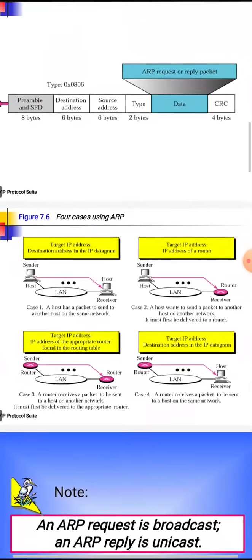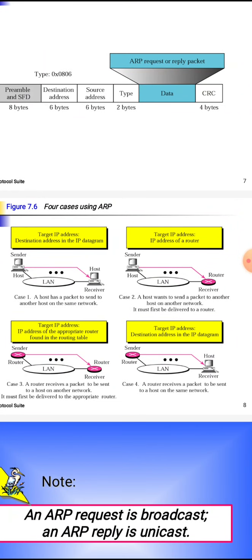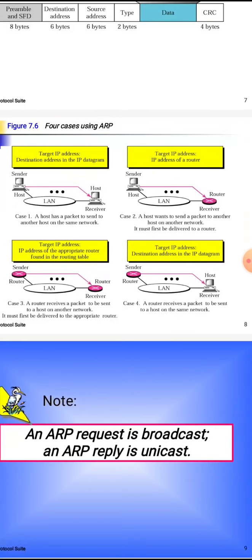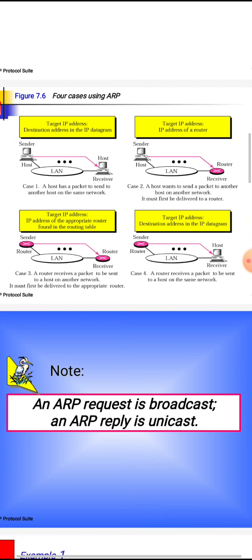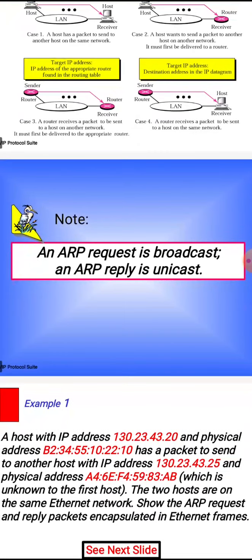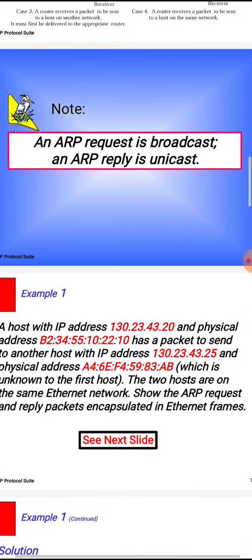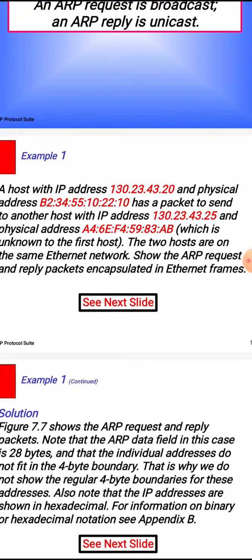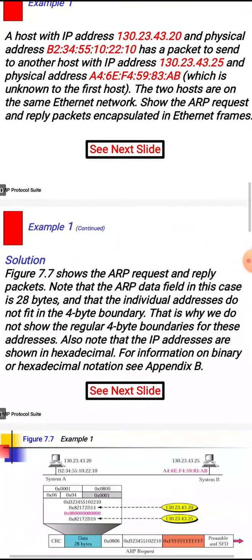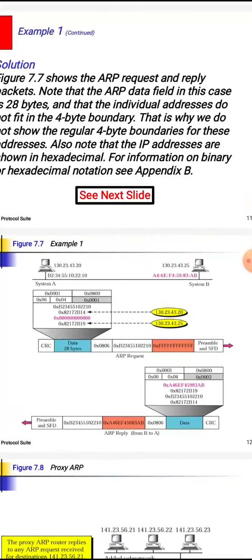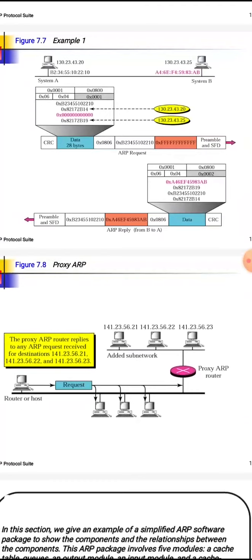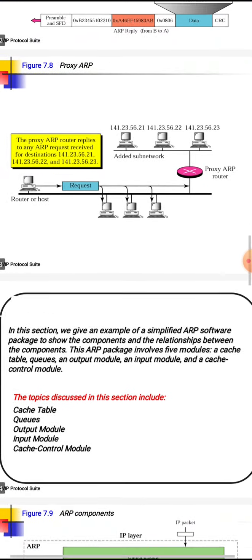So here are the 4 cases: host to host, then host to router, then router to router, and then router to host. So in this way, things are supposed to be there. These 4 cases could be possible with ARP, right? And an ARP request is broadcast and an ARP reply is always going to be unicast. There are a few examples which I am putting up in front of you, that you can scroll through, and there are examples to solve for you, right?